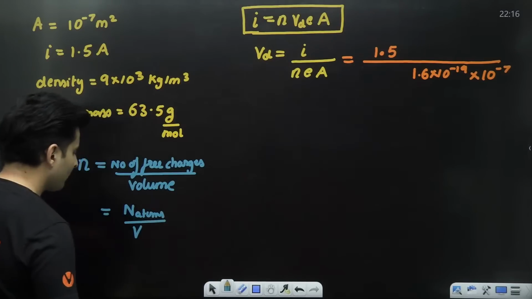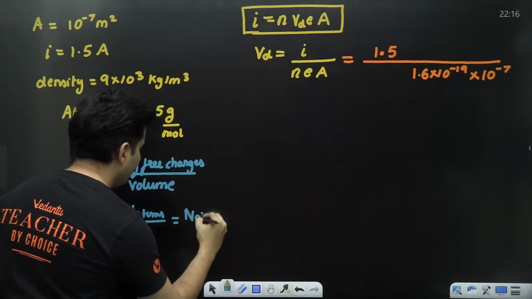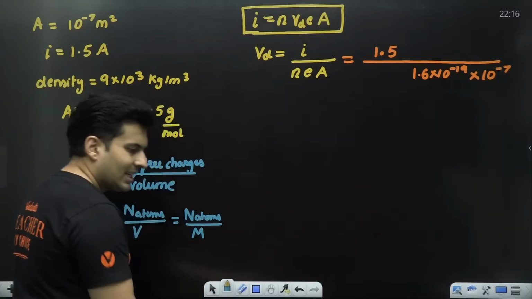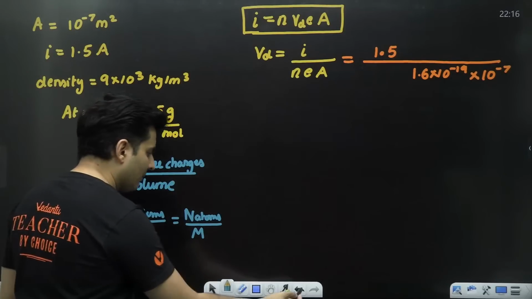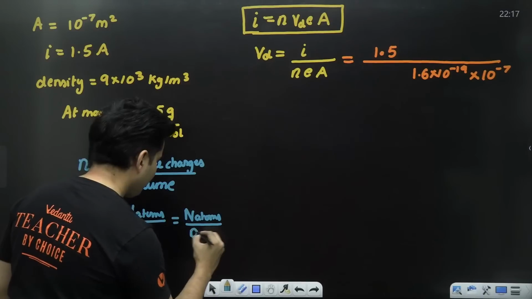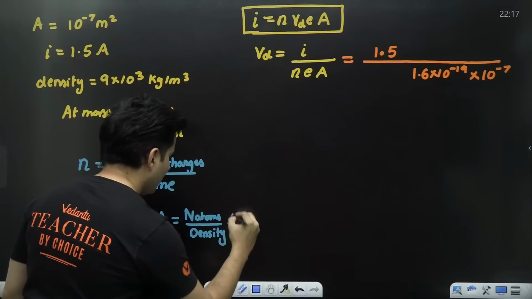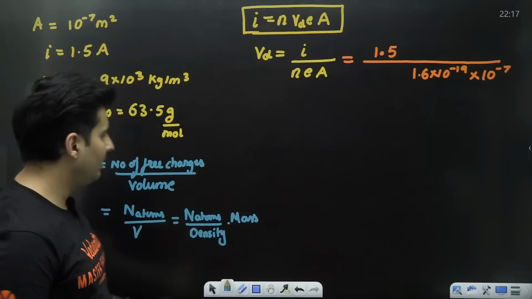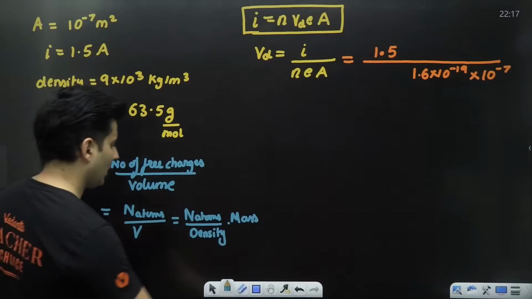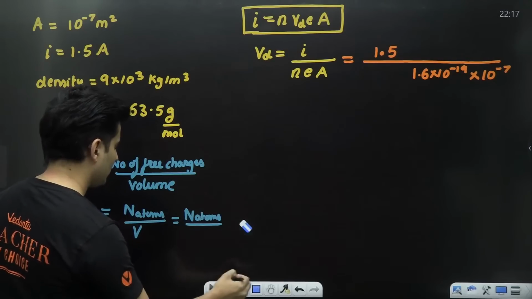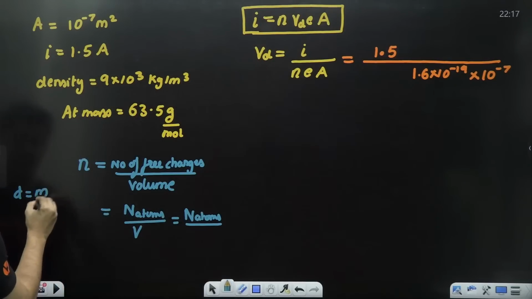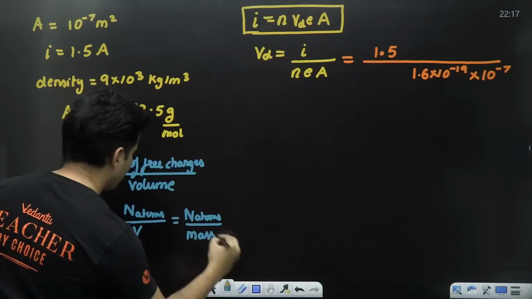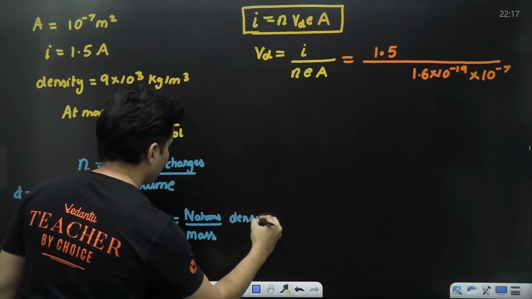upon the volume. Now volume can be written down in terms of mass. See, mass by volume is density. So volume is nothing but mass divided by density. Density is mass by volume, so volume becomes mass divided by density. Sorry, I wrote it ulta, guys. I'm so sorry. This should be the mass and here should be the density.